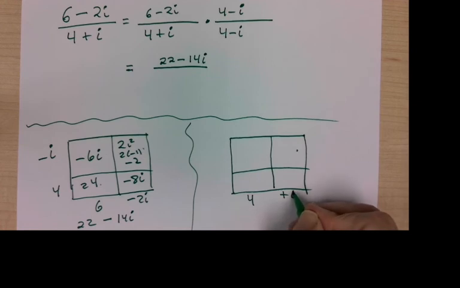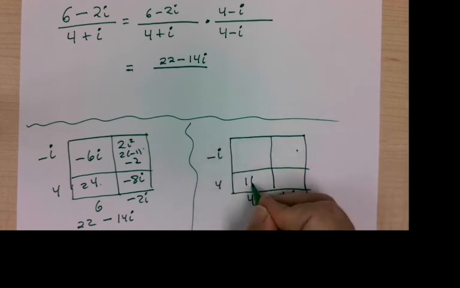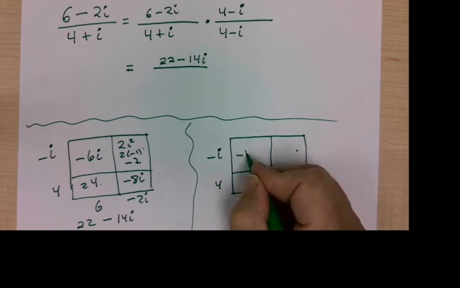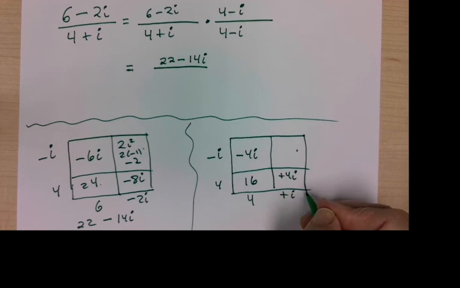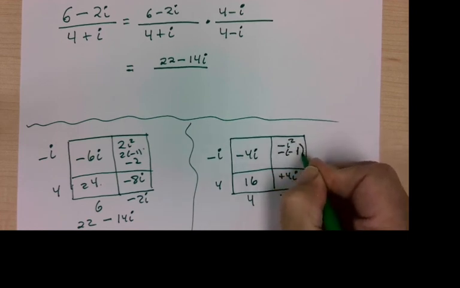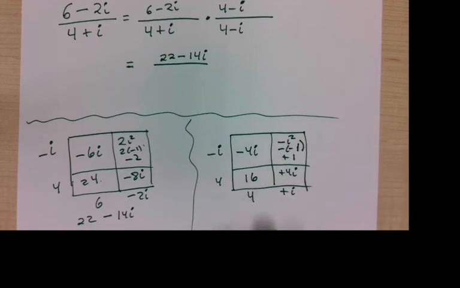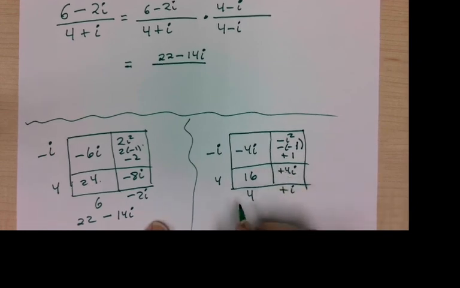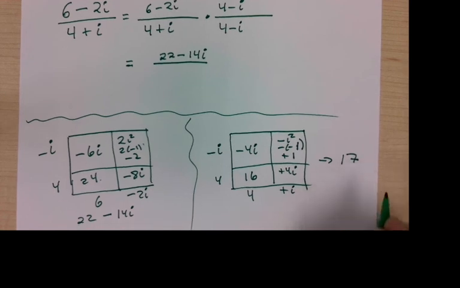4 plus i times 4 minus i. 4 times 4 is 16. Negative i times 4, negative 4i. Positive 4 times i, positive 4i. Negative i times positive i is negative i squared. That's the negative of negative 1, which is positive 1. So when all this is settled, what do we have? 16 plus 4i minus 4i plus 1. So this result is just 17.